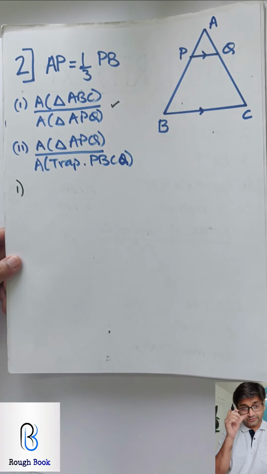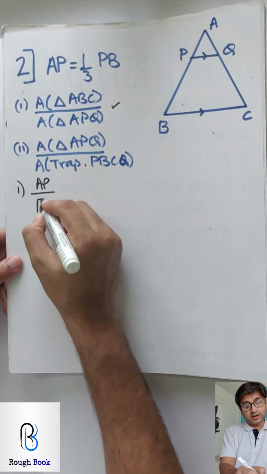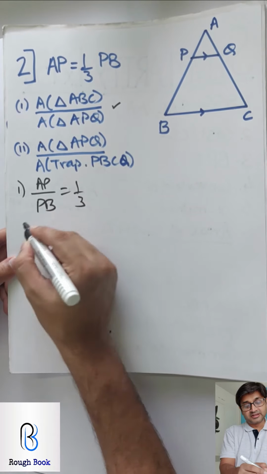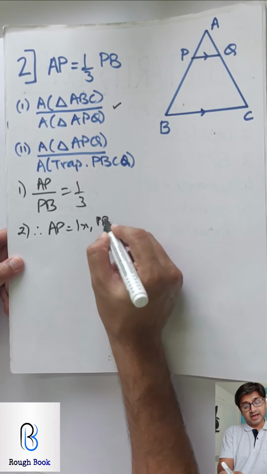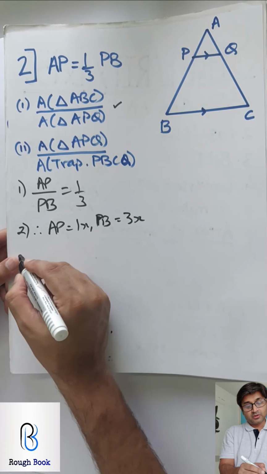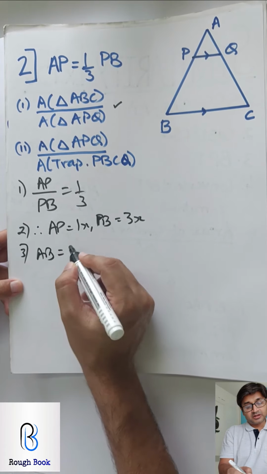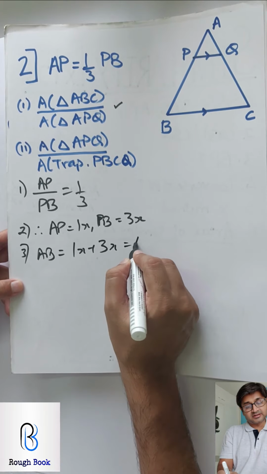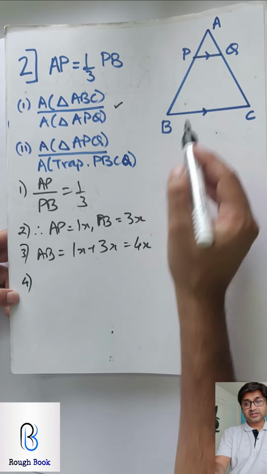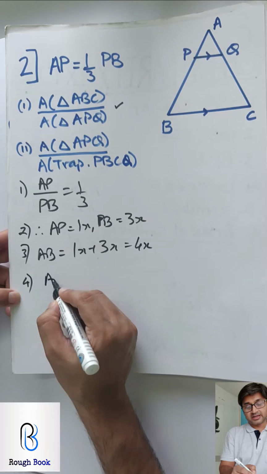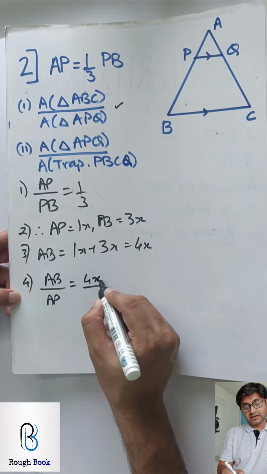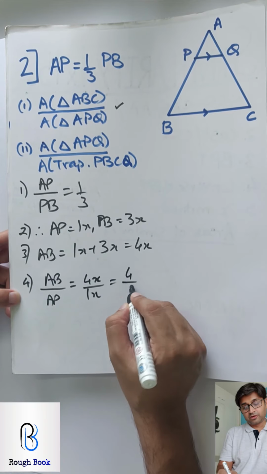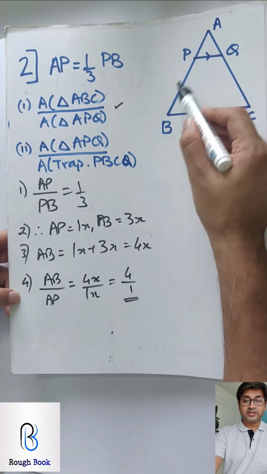So let's try. First, AP upon PB is 1/3, this is given. Therefore I can say AP is 1x and PB is 3x. What I need is AB, so that will be 1x plus 3x, which is 4x. Once I have AB as 4x, now I can say AB upon AP: AB is 4x and AP is 1x, so 4/1. So now you know AB is 4, AP is 1.